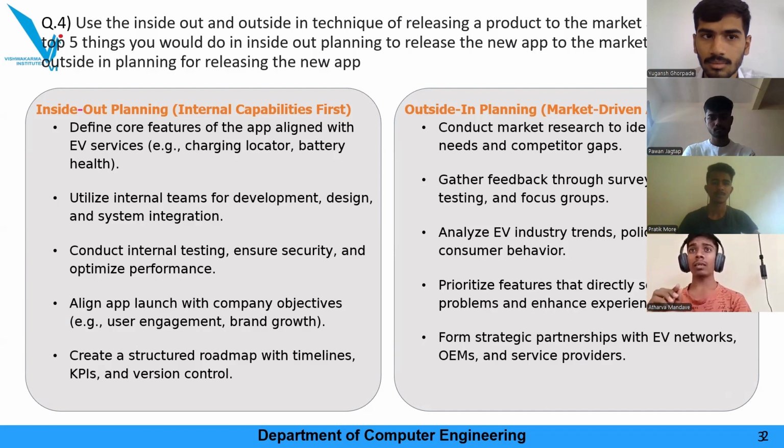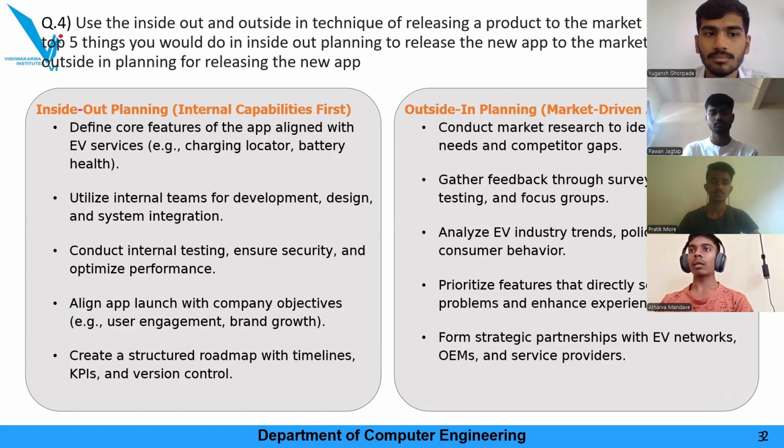Use the inside out and outside in technique of releasing a product to the market and list top five things you would do. Inside out planning for releasing the new app to market, and outside in planning for releasing the new app. Inside out planning: define the core features of the app aligned with the EV services. Utilize internal teams for development, design, and system integration. Conduct internal testing and ensure security and optimize performance. Align app launch with company objectives. Create a structured roadmap with timelines.